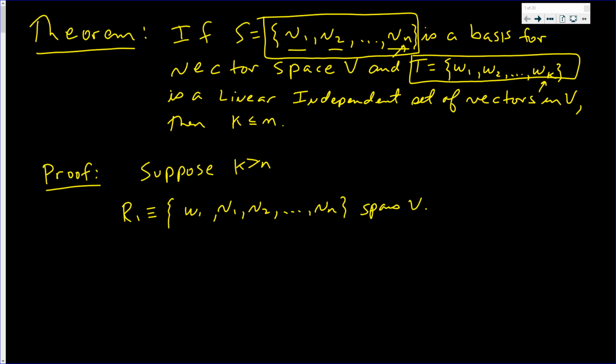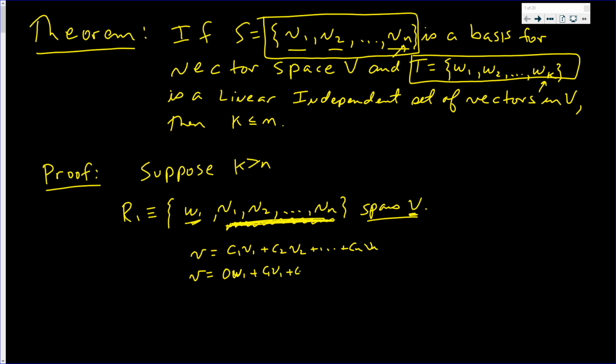This spans V. Why does this span V? Because S is the basis for V, and given any vector in V, you can find a linear combination of those vectors that will give you V. For example, if V is equal to C1 V1 plus C2 V2 all the way up to Cn Vn, and you say, hey, you didn't include W1, you're right. How about 0 times W1 plus C1 V1 plus C2 V2 all the way up to Cn Vn. Just for the record, that coefficient can also be non-zero, but then those Ci's will be different than these Ci's. But just because you add a vector to a basis, that new vector set will still span V.